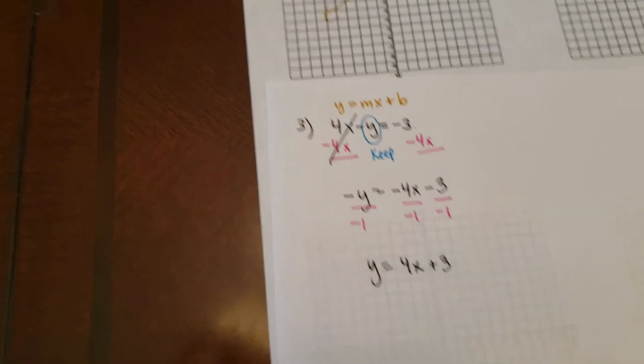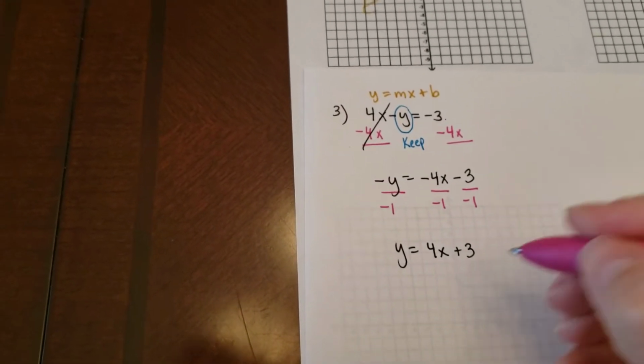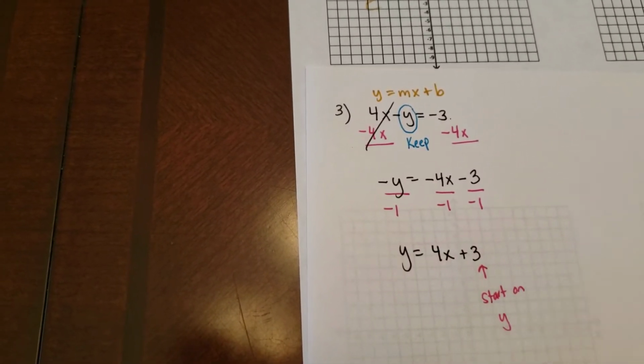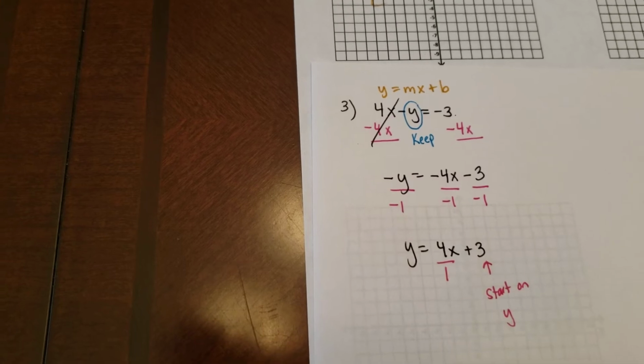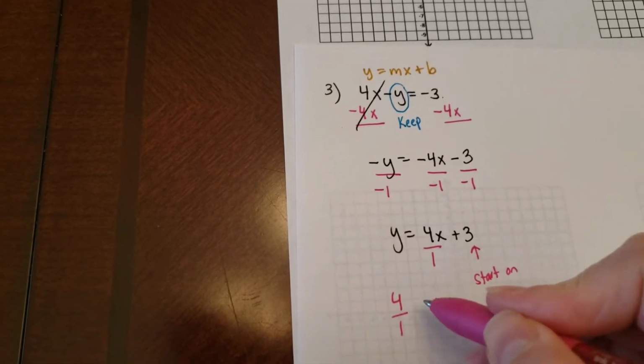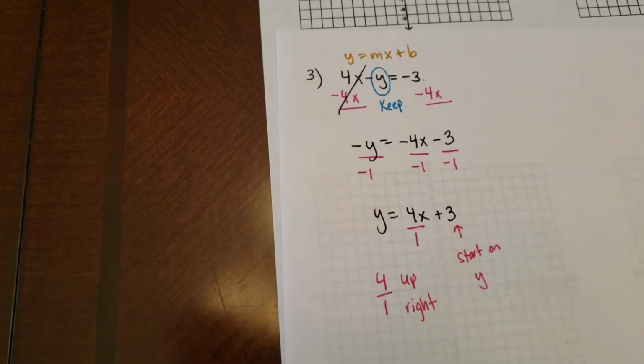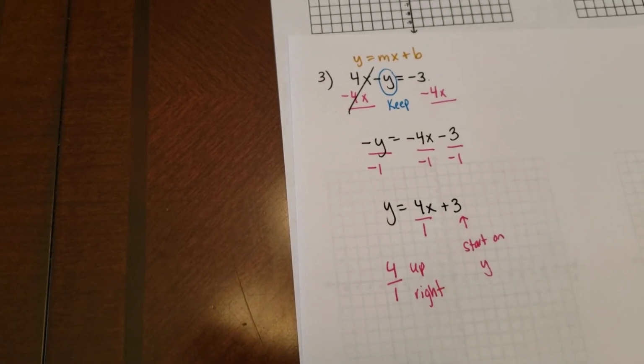So then now you have your equation, and then you would start here on the y. And then here would be your slope. So you do a 4 over 1, so you'd go up and right. Or again, if you ran out of space, you would go down and left.